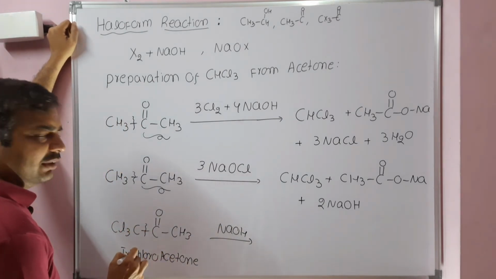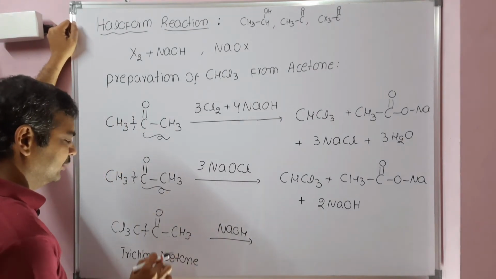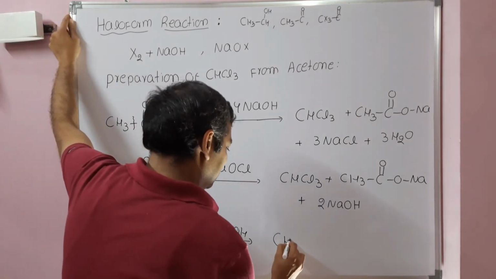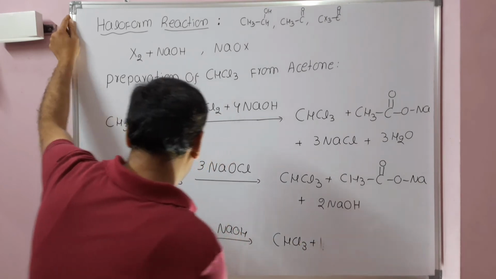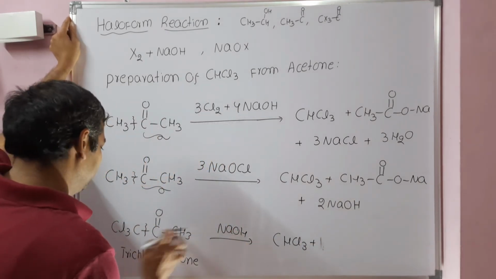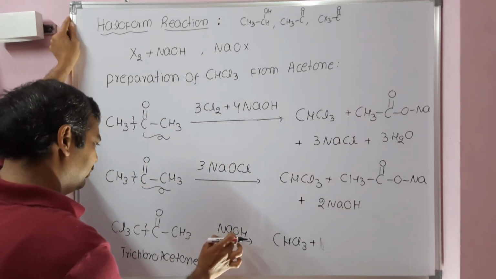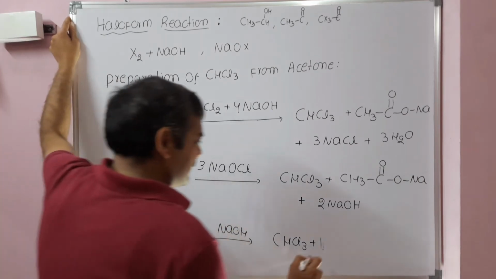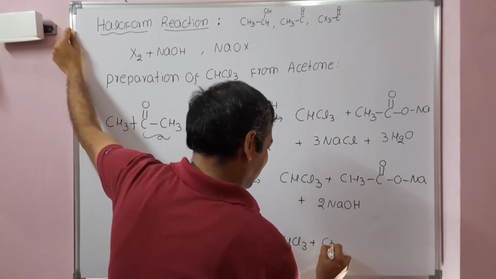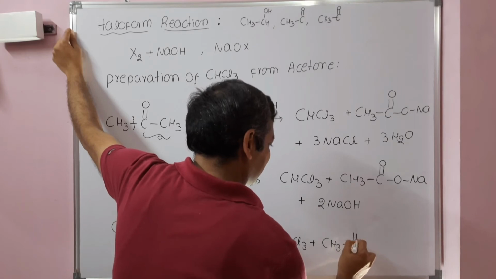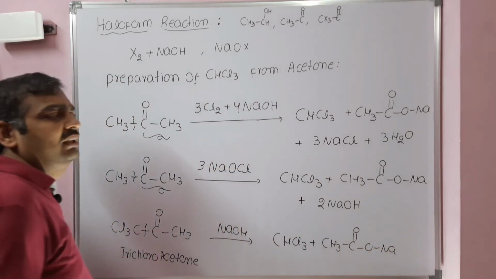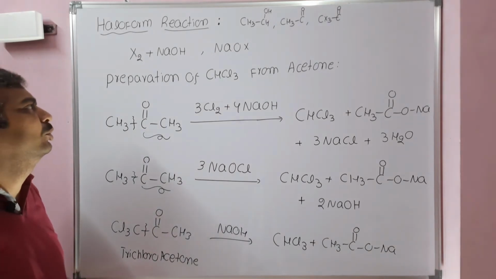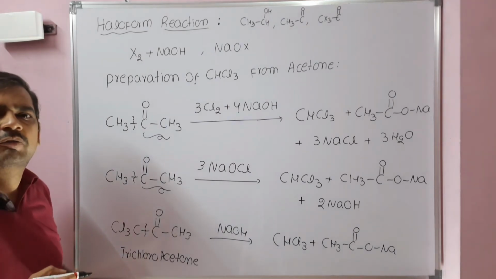This part is the chloroform part, this is the sodium salt. So CHCl3 and then sodium acetate, CH3COONa, hydrogen here, the sodium ONa part here. Any doubt, you can write the complete mechanism. Sodium acetate. Clear? Right. So this is the way to prepare chloroform from acetone.